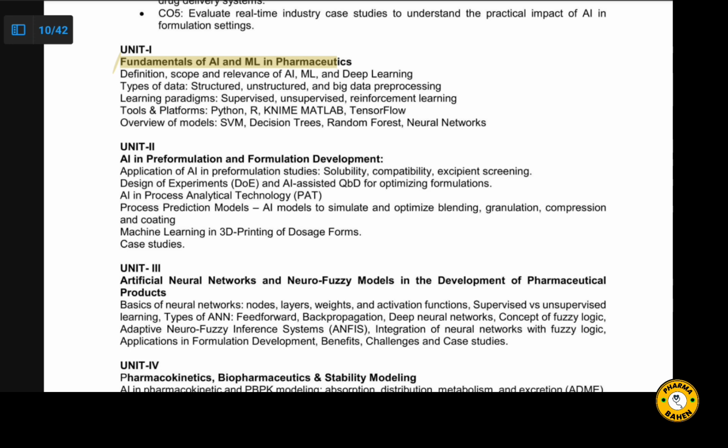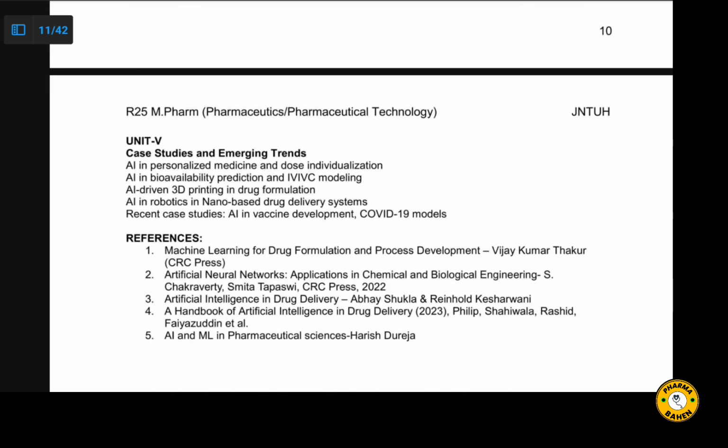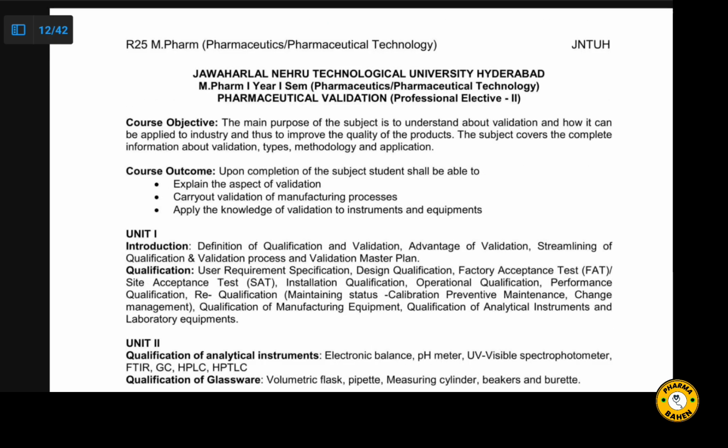Fundamentals of AI and machine learning in pharmaceutics, AI in pre-formulation and formulation development, artificial neural networks and neurofuzzy models in the development of pharmaceutical products, pharmacokinetics and biopharmaceutics stability modeling, and then case studies and emerging trends. And then Pharmaceutical Validation.